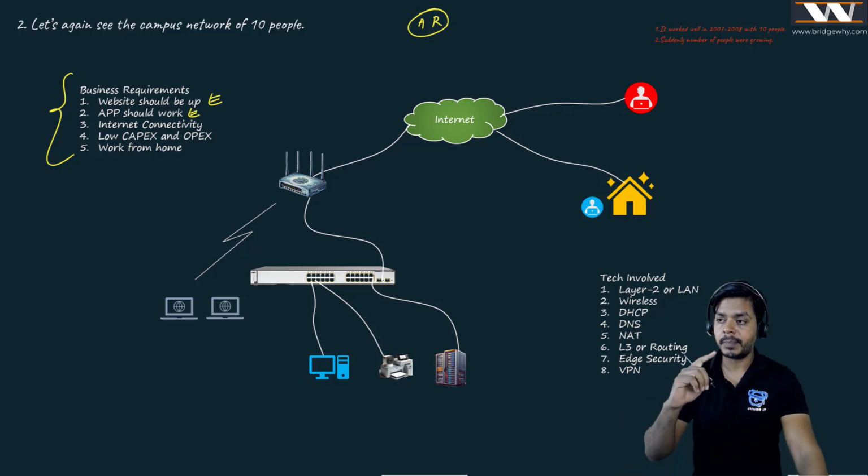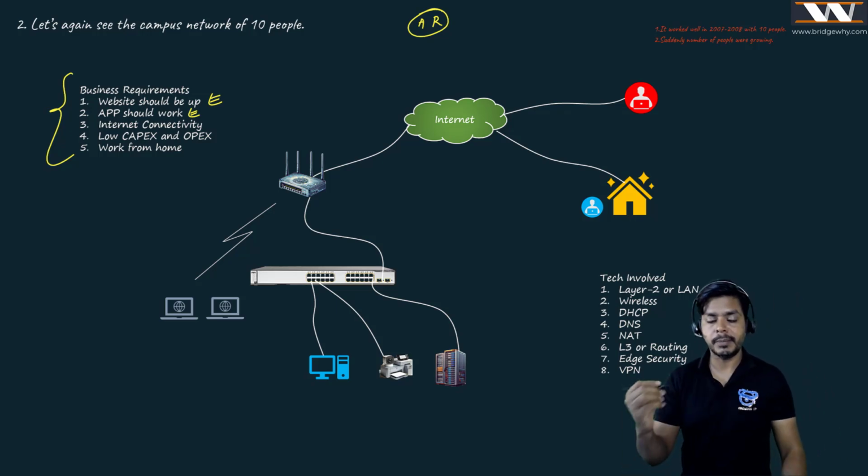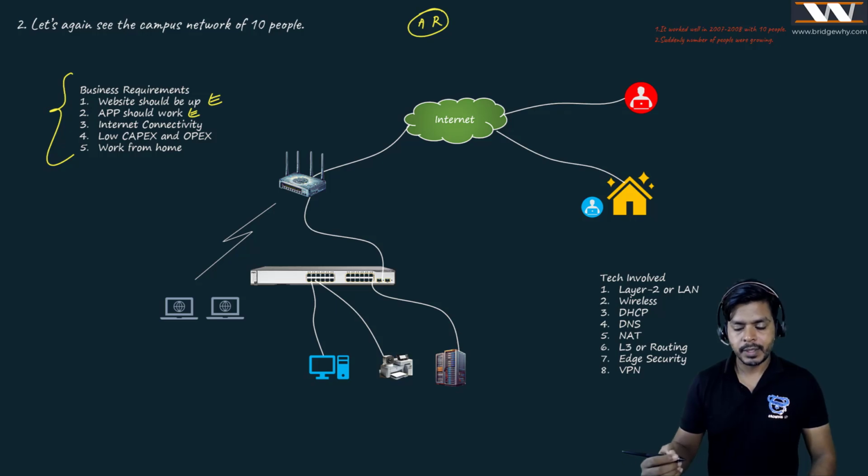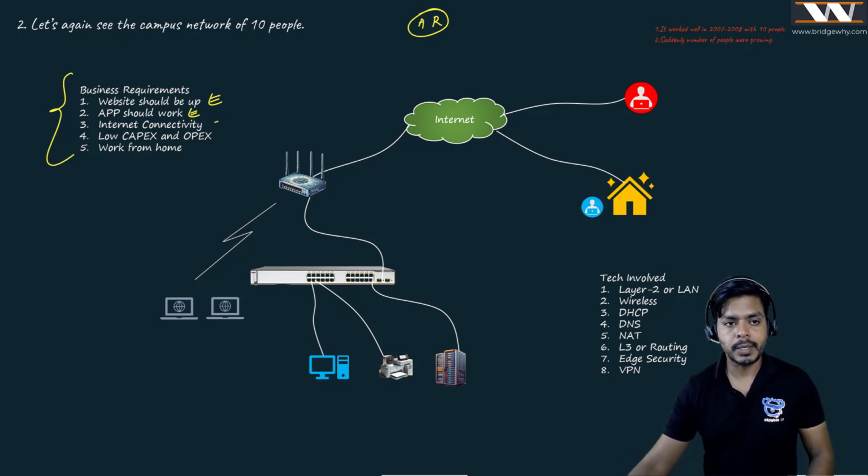These are the same apps, remember FTP, HRMS, right? Internet connectivity should be up and running. CapEx and OpEx, which we understood in the last class, should be low. There must be an option for work from home.